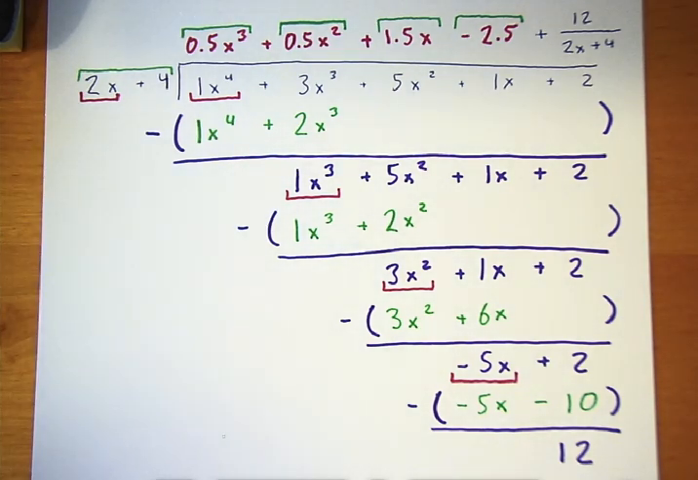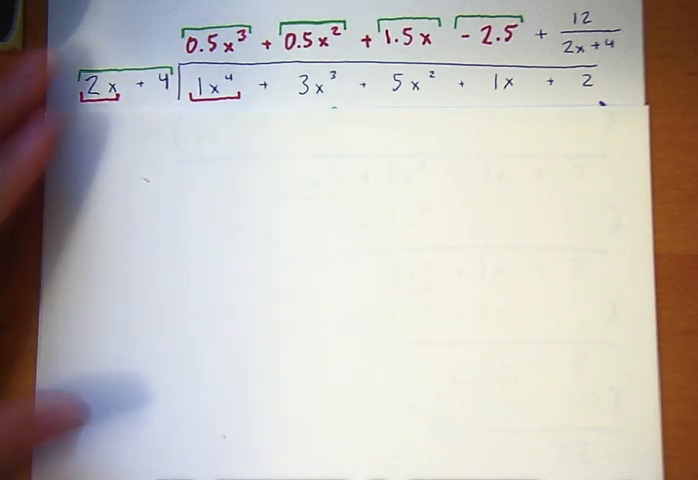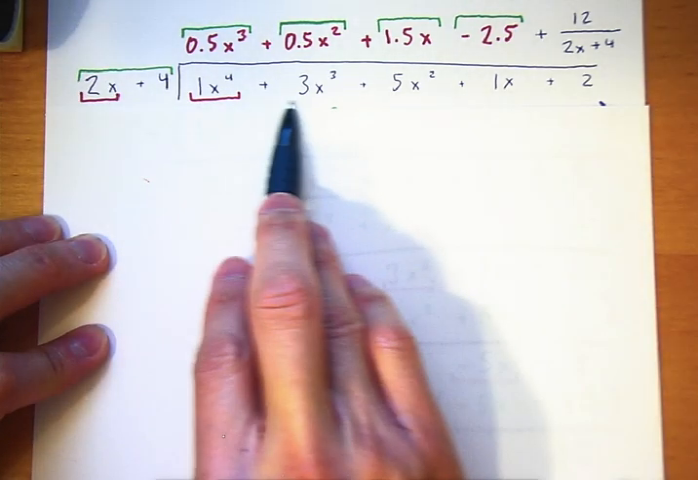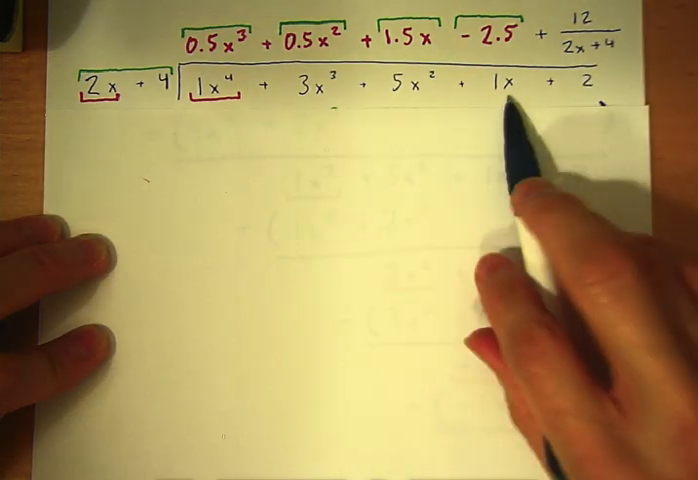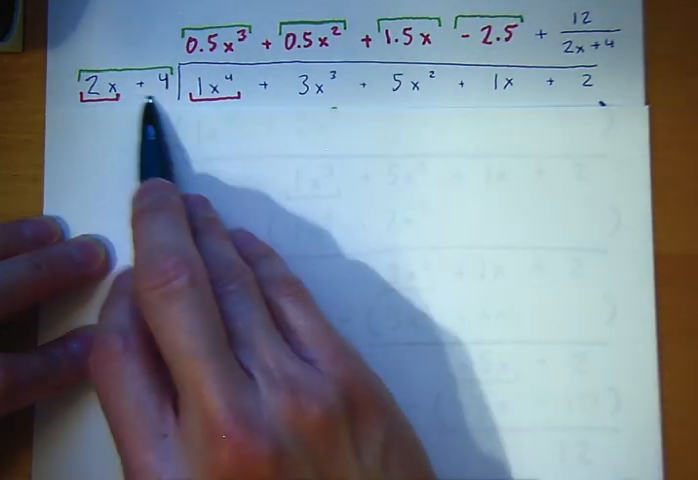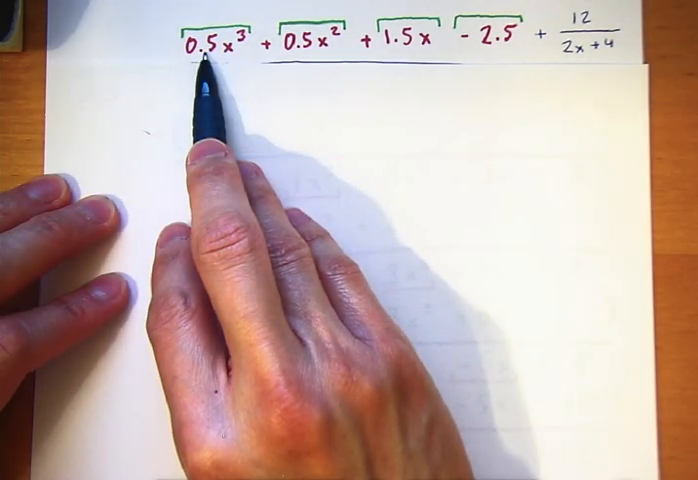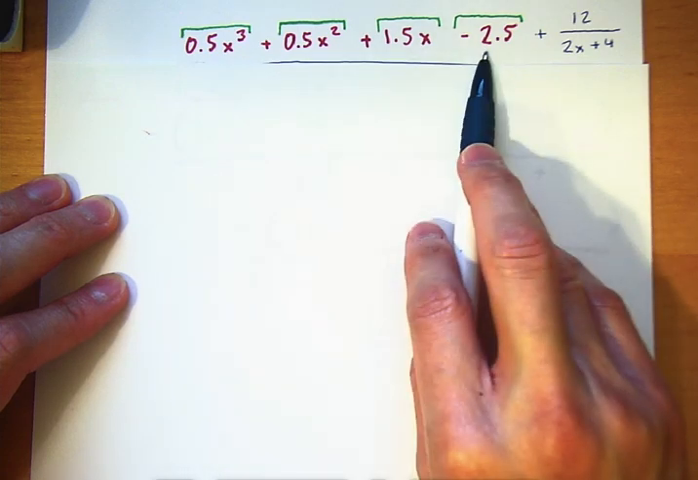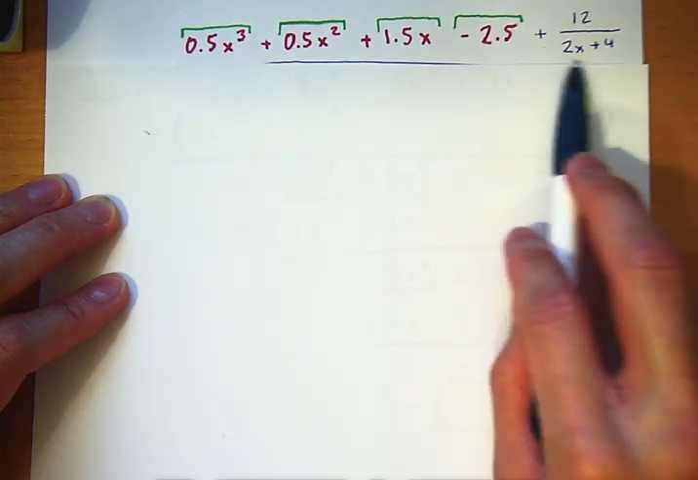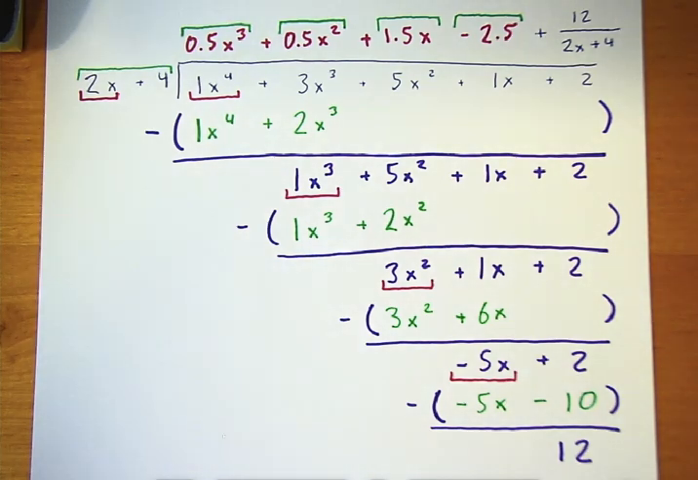So, long story short, this thing right here, 1x to the fourth plus 3x to the third plus 5x squared plus 1x plus 2 divided by 2x plus 4 equals 0.5x to the third plus 0.5x squared plus 1.5x minus 2.5 plus 12 divided by 2x plus 4. Pause, take whatever notes you need to.